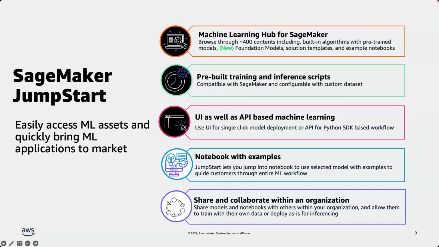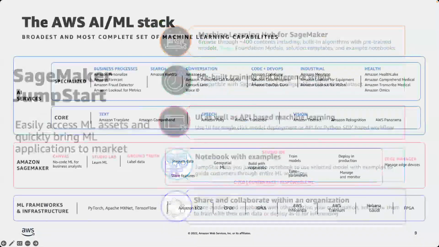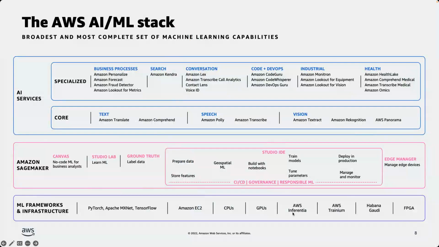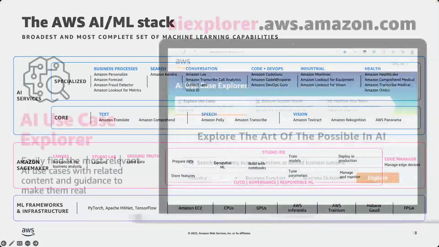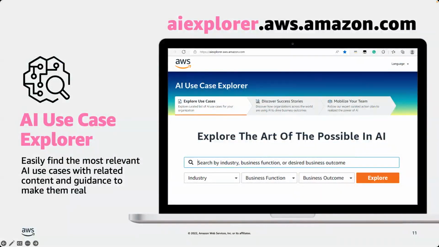So now I was going to show you something, because sometimes we've seen all of these services and we can't visualize exactly how we could apply this. What are the use cases, the possibilities? Even though I mentioned them, sometimes it's good to see something that already exists, something that we can learn from. That's why I wanted to show you this website, the AI Use Case Explorer, where you can find the most relevant AI use cases for you with related content and guidance in order to put them in production.